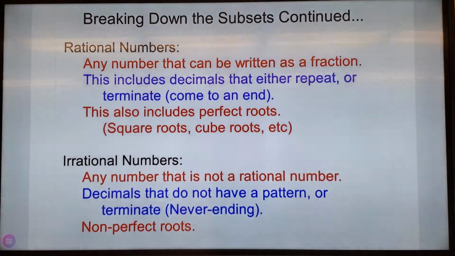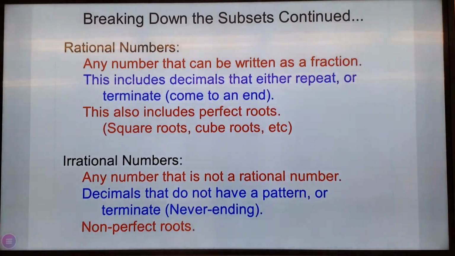Moving on then to irrational numbers, you'll see a flip of everything I just stated here. These are numbers that cannot be written as fractions. They are not rational. The decimals do not have a pattern or terminate. You must include both of those things in your definition. Okay, you need to understand that.